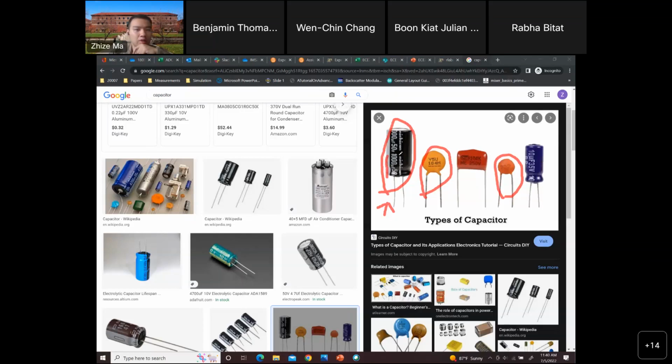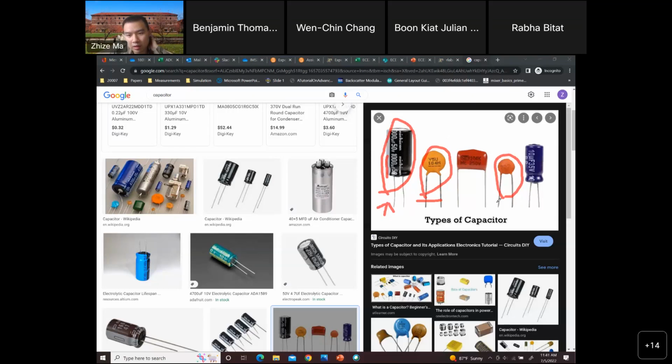By the way, make sure you understand the difference between micro and nano. Micro is 10 to the minus 6. Nano is 10 to the minus 9. And then the next one is pico. Pico is 10 to the minus 12. Make sure you don't forget that when you do the calculation.